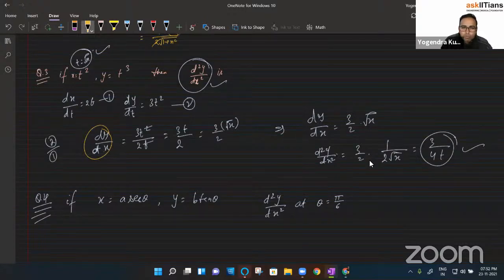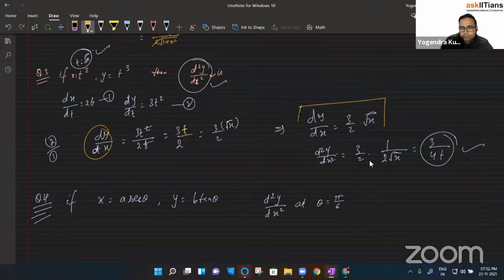dy by dx is 3 by 2 root of x. How did I replace this one here? Because I have dy by dx here and I need to write in terms of x only so that I can find out d2y upon dx square. So that's what I did here. I replaced t as root of x. Clear?